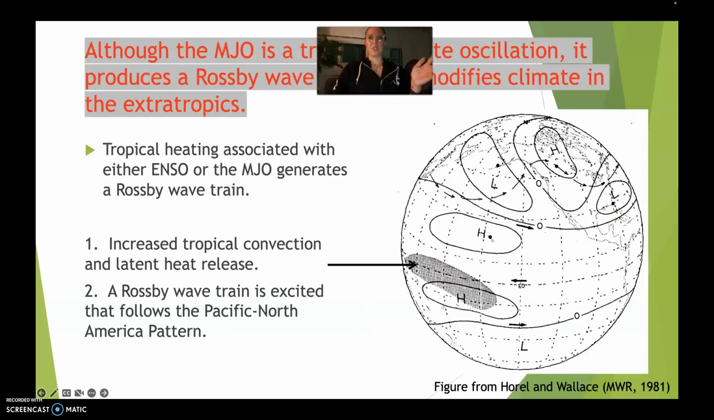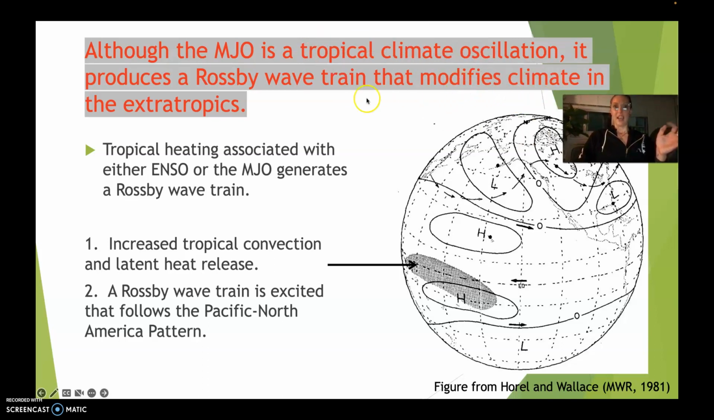Even though this is a tropical oscillation, it produces what we call a Rossby wave train that modulates and modifies climate here in the extratropics or the middle latitudes. A Rossby wave train is basically just this upper level pattern that we see, this wavy pattern of regions of high and low heights. It's a very well studied phenomenon. And basically this dark gray here is showing increased tropical convection and latent heat release. Remember, when we make clouds, we're releasing heat.